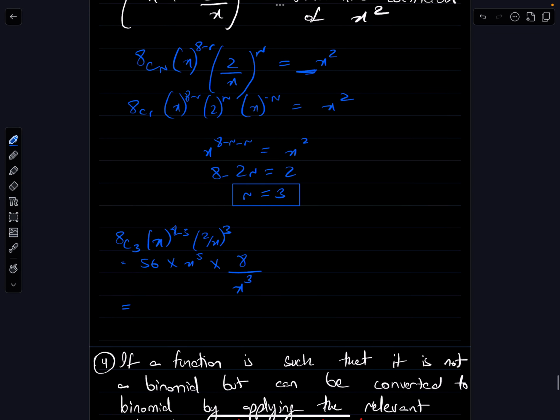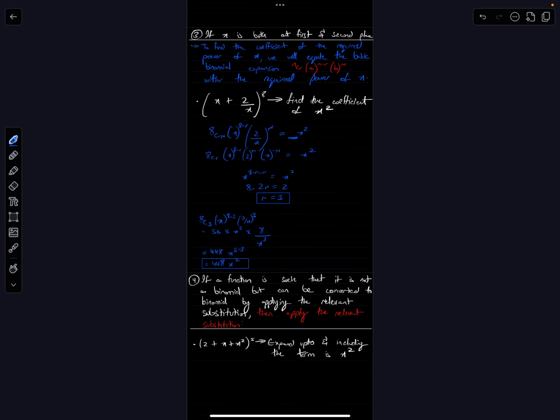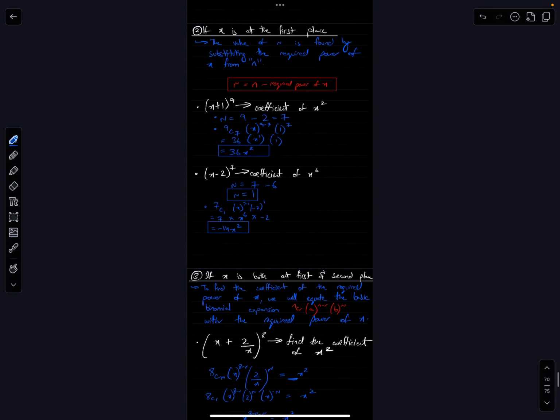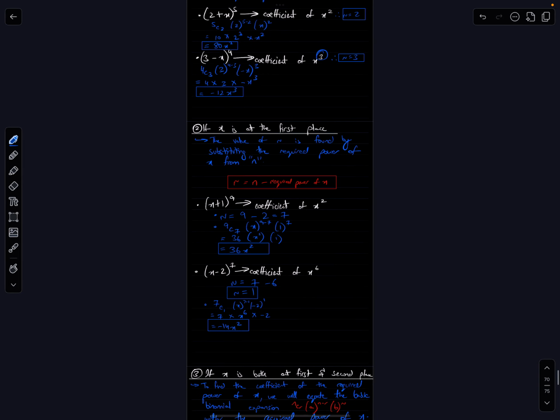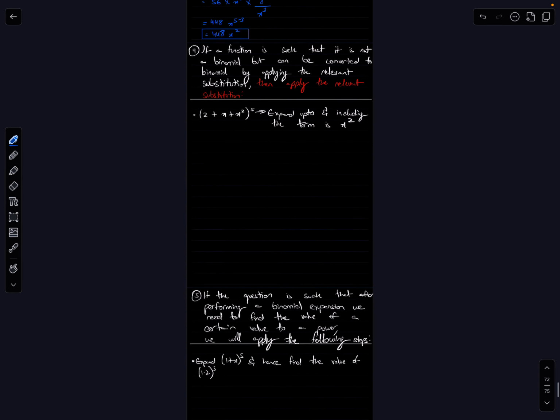Thus our answer turns out to be something like 448, x to the power 5 minus 3, since one x is in the numerator and the other is in the denominator, and thus we have 448 x to the power 2. This is our answer. So we dealt with whenever x is at different places and we're asked to find a coefficient.